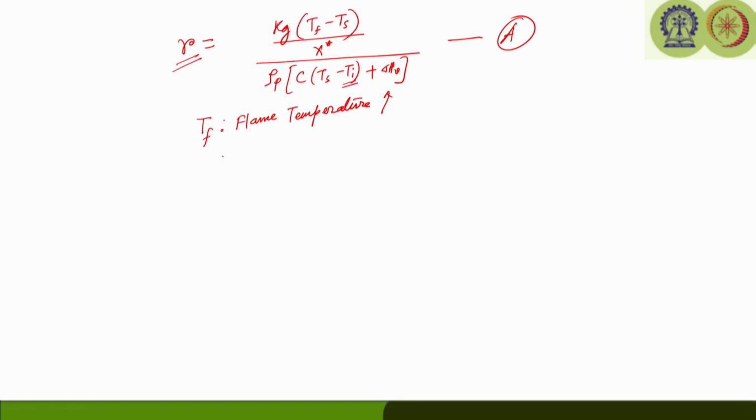If we lower the x star, if we decrease the value of x star, that will in turn help increase the burn rate. So, increase in flame temperature will also improve the burn rate. The decrease in x star is going to increase the burn rate. Increase in T I is also going to increase the burn rate.